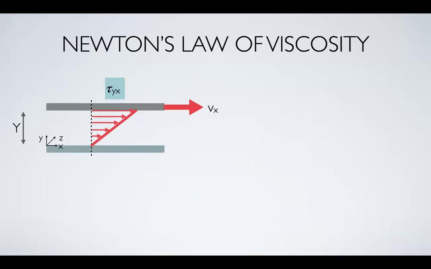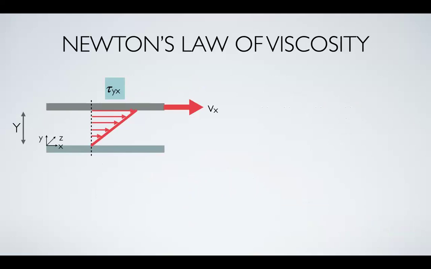All right, so F over A is actually shear stress. In this example, we're going to define it as tau yx. If you remember, shear stress is a tensor, and a tensor has one magnitude with two directions. So two directions are represented right here, yx. So what does it mean by that?